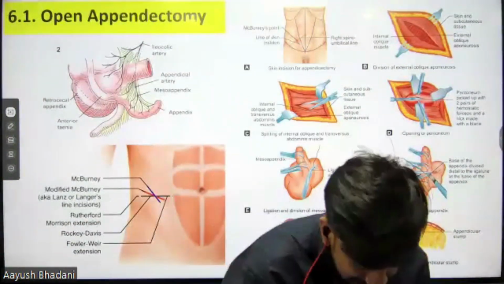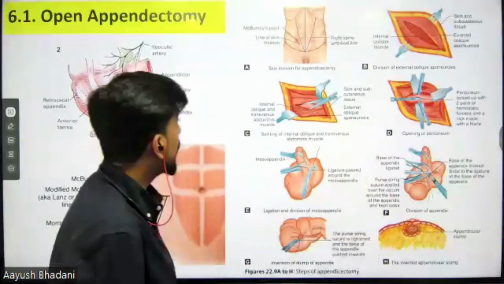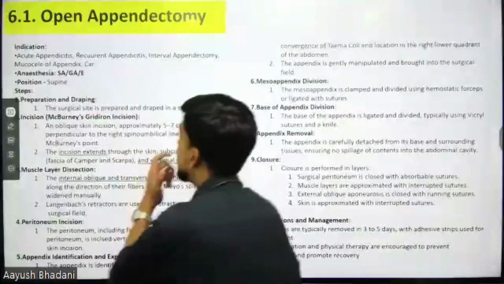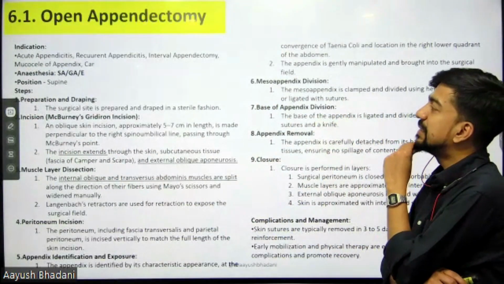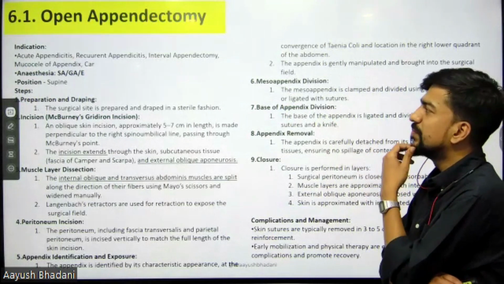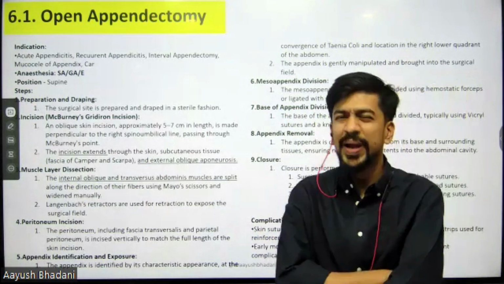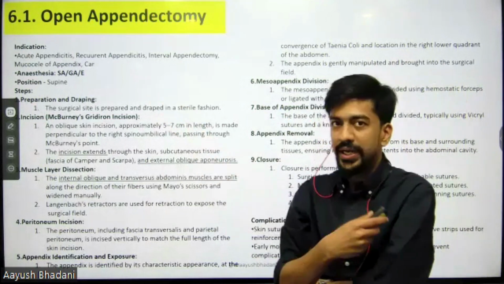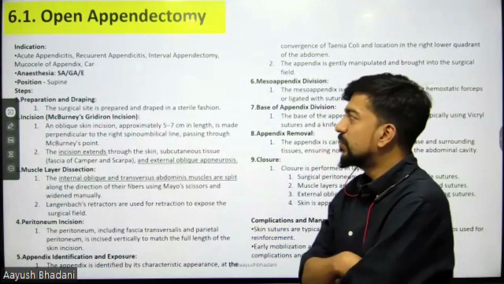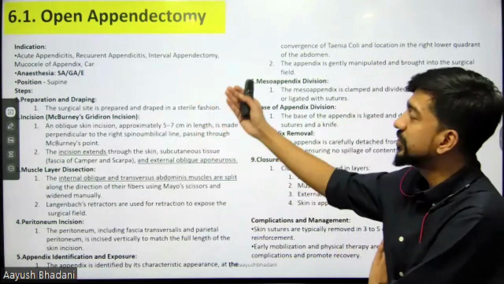So if you realize, without even reading the steps, we have completed all the steps of appendectomy. Have we? Let's see. Indication: acute appendicitis, recurrent appendicitis, interval appendectomy. Fine. Mucocele, carcinoma. Okay, fine. Anesthesia: usually it is a spinal anesthesia. It can be a general anesthesia or an epidural, depending on how the patient status is. Position is supine. Right. So we have done the indication, anesthesia, position.